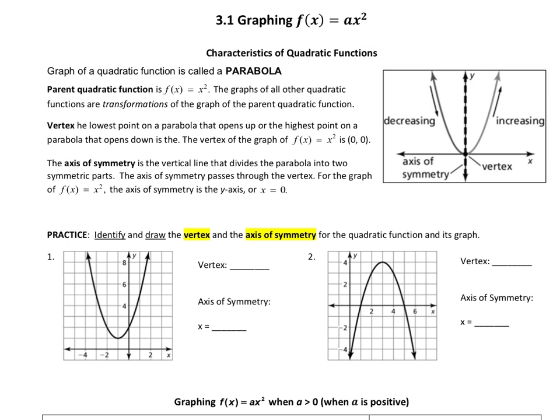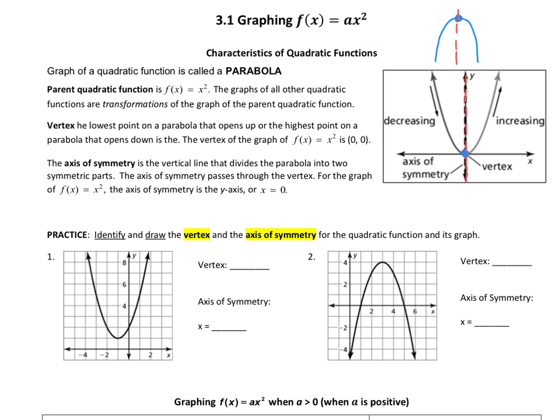So the vertex is the lowest point of that graph. The lowest point, or the highest point if it's opening down, is considered the vertex. The axis of symmetry is the line that splits that parabola into two equal shapes. So that line that goes through the vertex is considered the axis of symmetry.